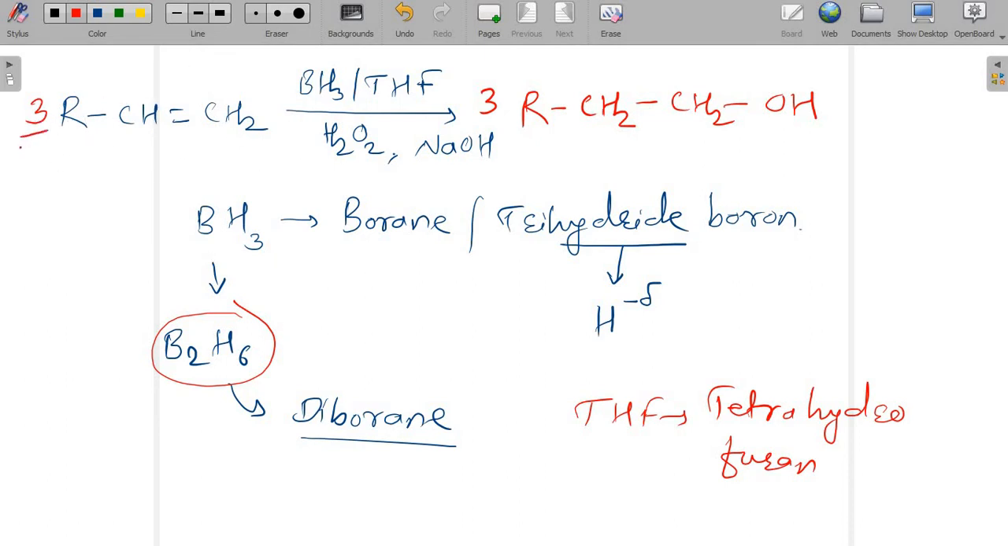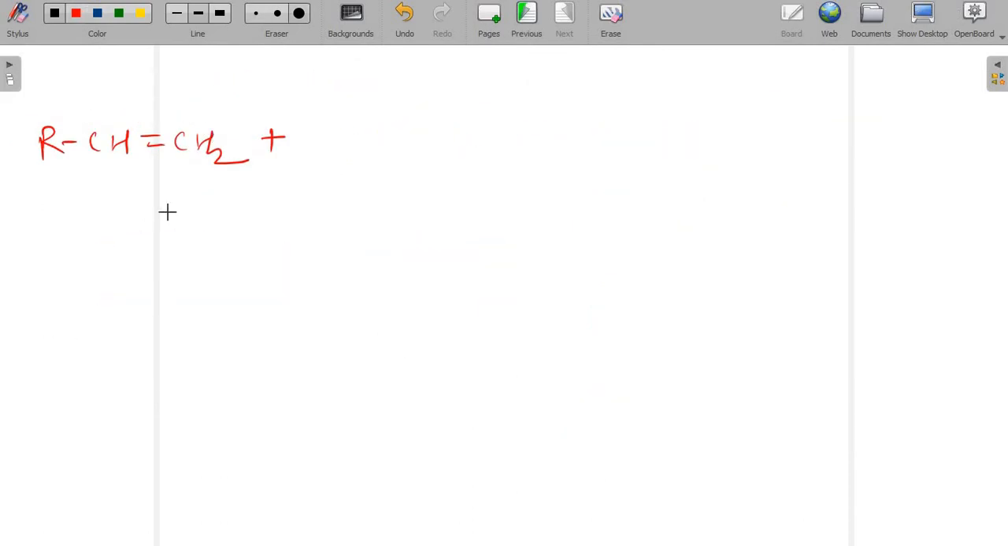Why we are taking these 3 molecules, I am explaining in the mechanism. So let us see the mechanism first. Alkenes are used to form 3 molecules of alcohol. Out of that, we consider the first molecule of alkene, which is going to react with BH3, borane. How does this reaction take place? Addition. I am writing the alkene again, RCH=CH2, on reaction with BH3, which has 3 hydrogen atoms.